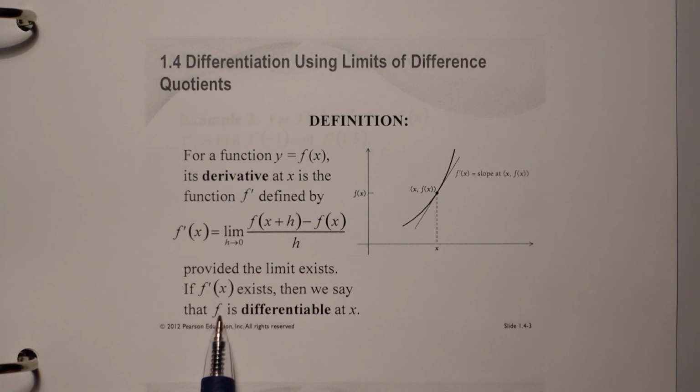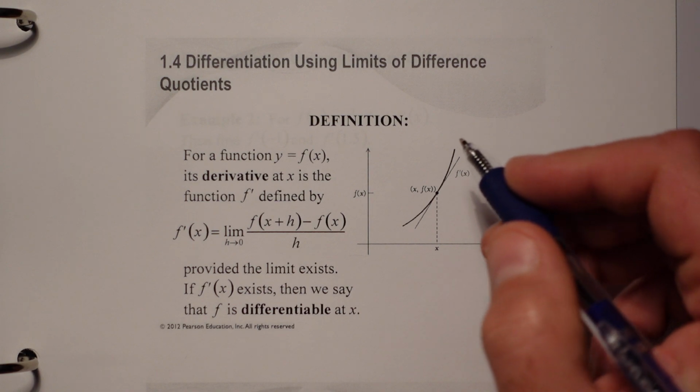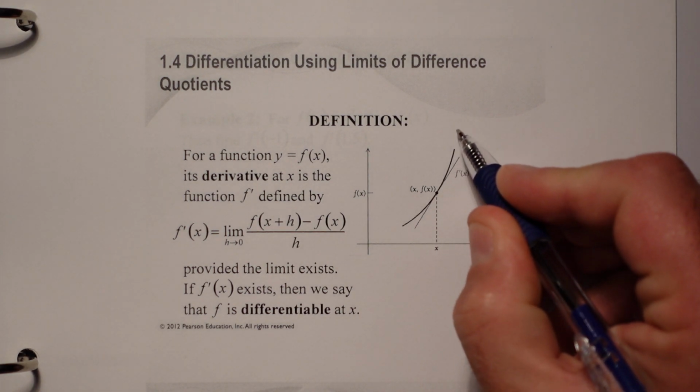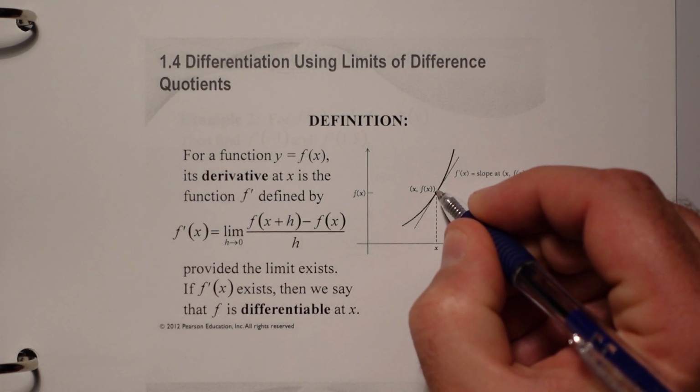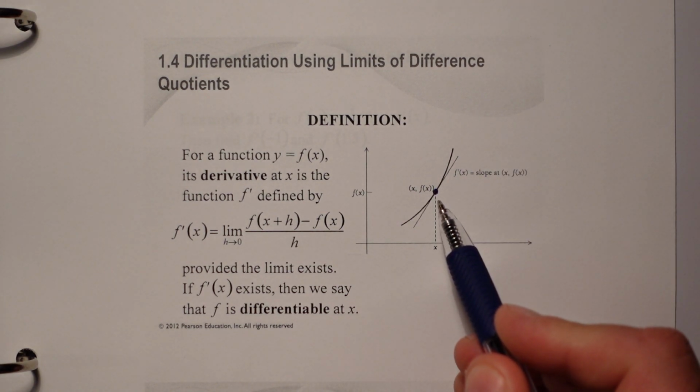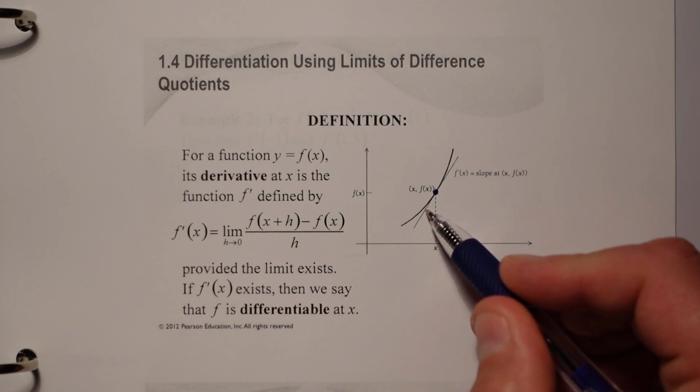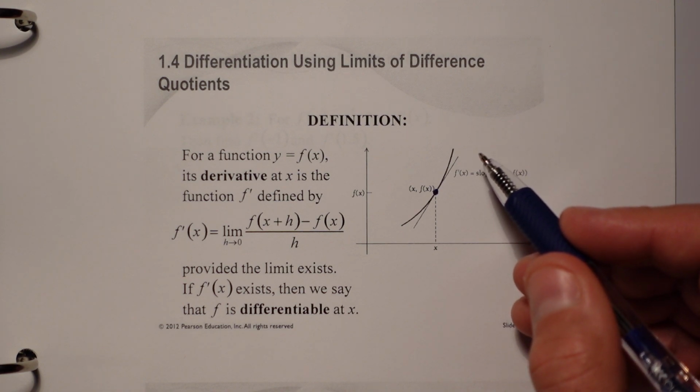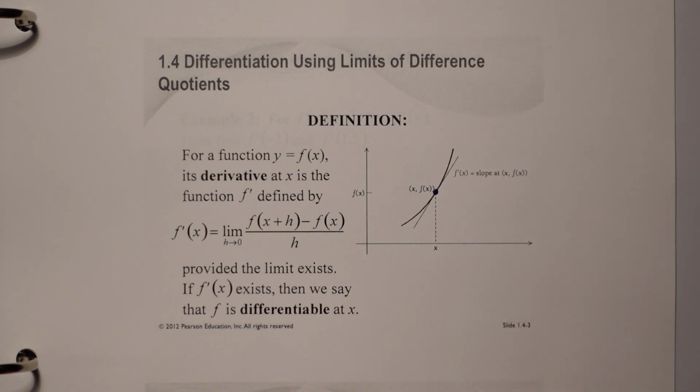If f prime of x does exist, then we say that f is differentiable at that x value. And again, what you're looking for when you've got this original function represented by the curve, pick out some particular point. If I want the slope of the function at that point, it's the same as the slope of this tangent line at that point, I'm going to find that by using this so-called derivative of the original function.